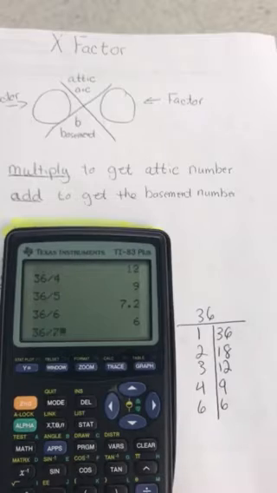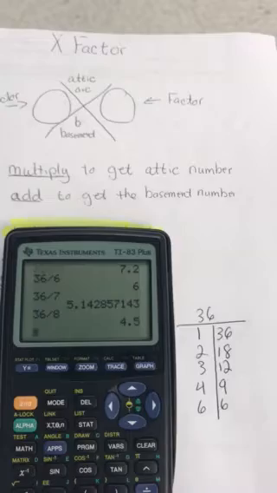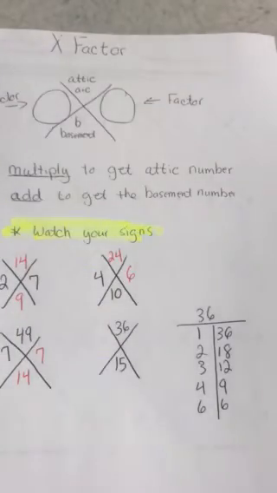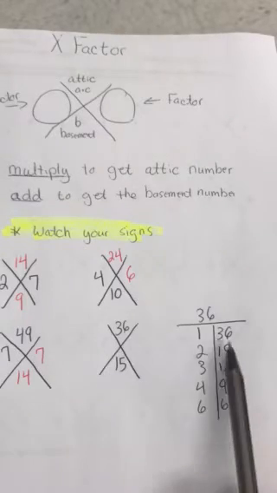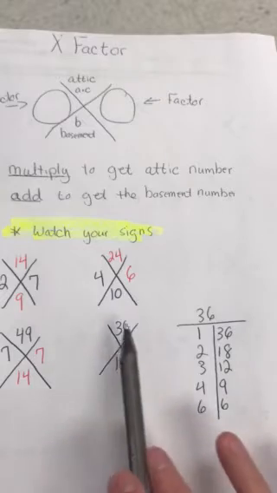36 divided by 7, not a factor. 36 divided by 8, not a factor. You have to have whole numbers. Now, they can be negative numbers, but you have to have whole numbers. All right, so now I know that these are all the factors that multiply with each other to make 36.